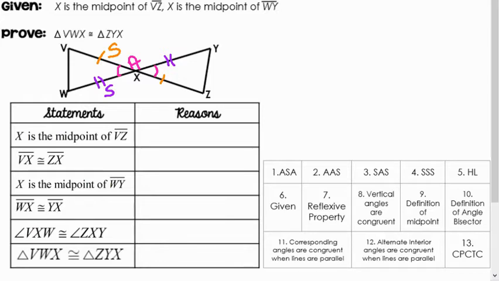So it says X is the midpoint of line segment VZ. How did we know that? When we got started, how did we know that? Well, it was given. X is the midpoint of line segment VZ. So that was just given.